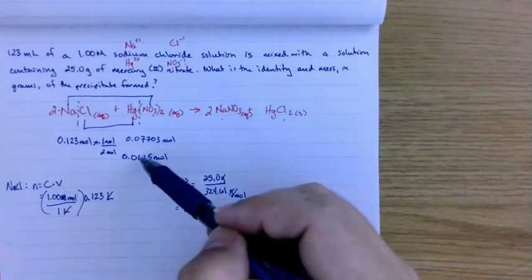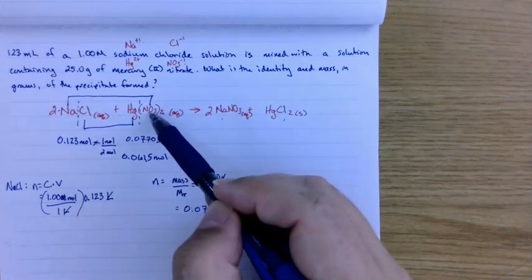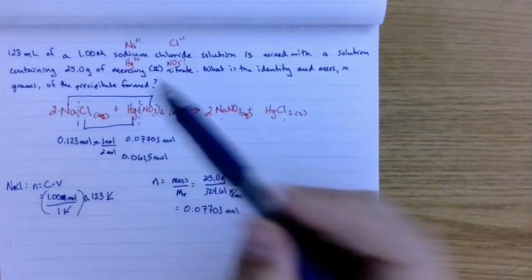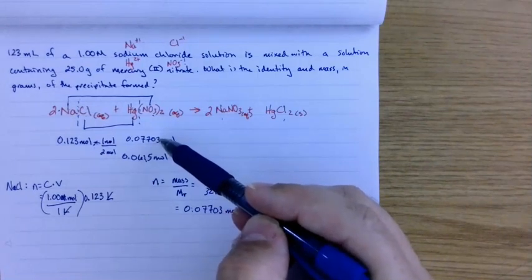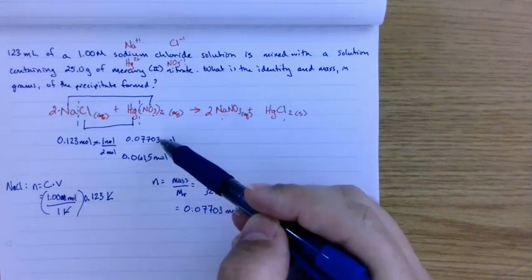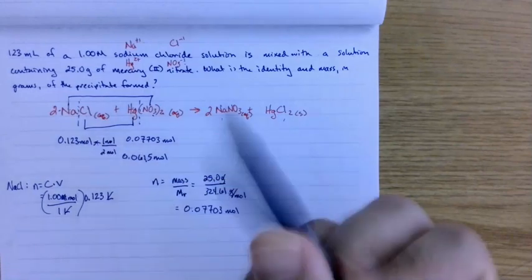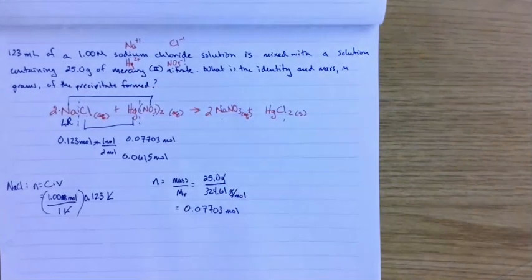All right, so when I divide this by 2, I get this. This means that I need 0.0615 moles of the mercury 2 nitrate in order to react all of this sodium chloride. Since I have plenty of mercury 2 nitrate, I have more mercury 2 nitrate than I need, that means that the mercury 2 nitrate will be in excess. There will be some left over. That also means that my limiting reactant is the sodium chloride. So I'm going to write LR next to it somewhere just so I don't forget.